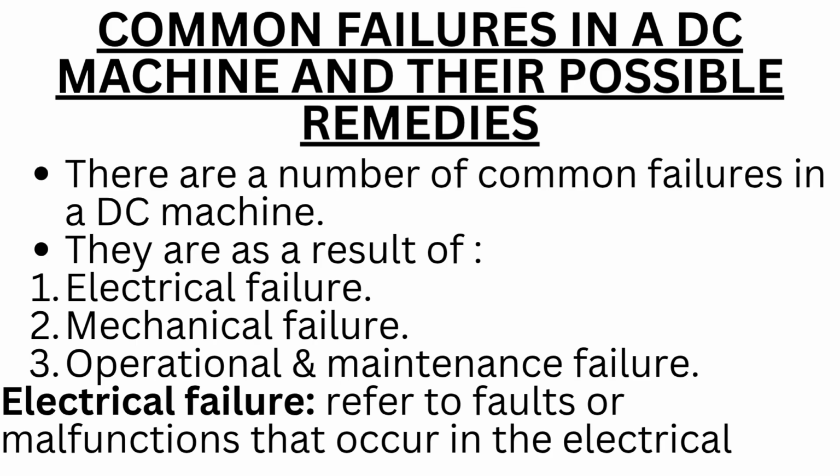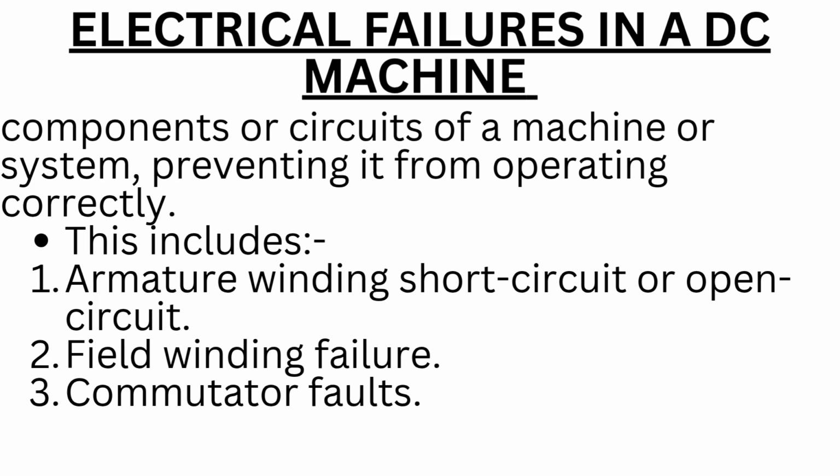There are a number of common failures in a DC machine. They are as a result of 1. Electrical failure, 2. Mechanical failure, 3. Operational and maintenance failure. Electrical failure refers to faults or malfunctions that occur in the electrical components or circuits of a machine or system, preventing it from operating correctly.